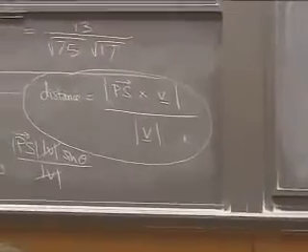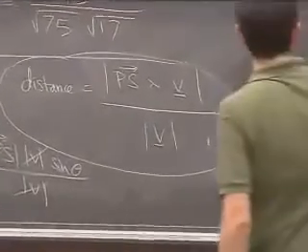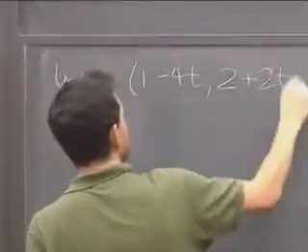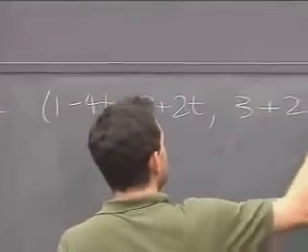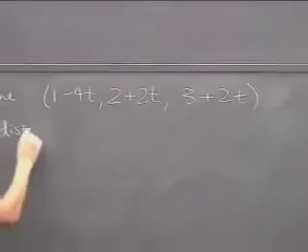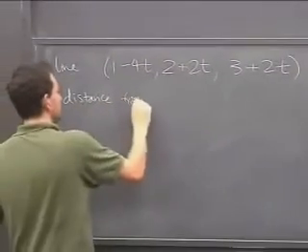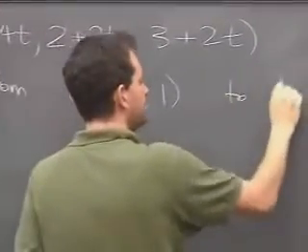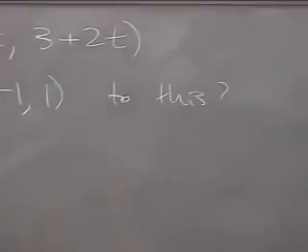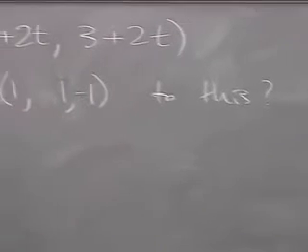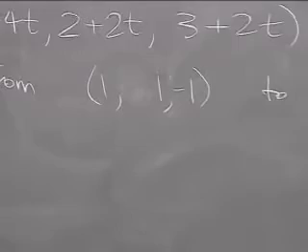So here's an example. Take our previous line, the line which we wrote down as 1 minus 4t, 2 plus 2t, 3 plus 2t. And my question is, what is the distance from the point 1, 1, minus 1 to this line?